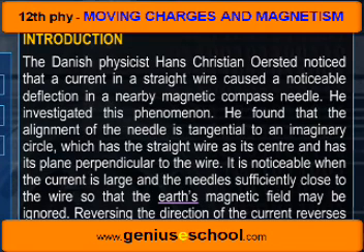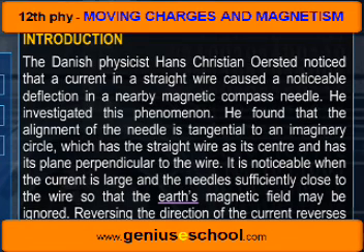Action. The Danish physicist Hans Christian Ørsted noticed that a current in a straight wire caused a noticeable deflection in a nearby magnetic compass needle. He investigated this phenomenon. He found that the alignment of the needle is tangential to an imaginary circle, which has the straight wire as its center and has its plane perpendicular to the wire.